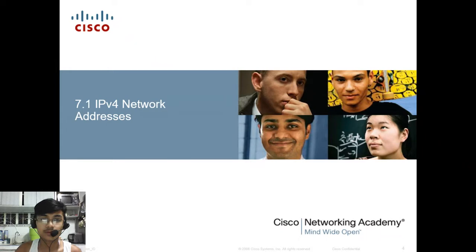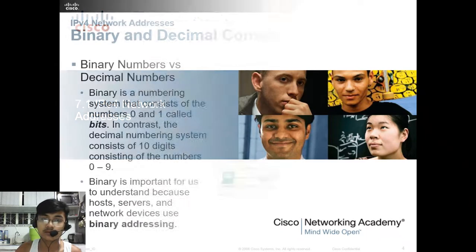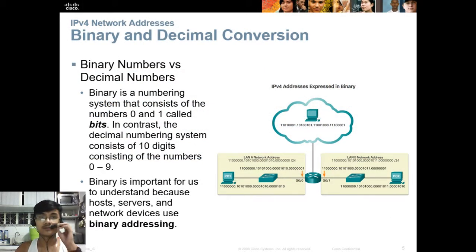So first part, we have IPv4 network addresses, binary and decimal conversion, binary numbers versus decimal numbers. Binary is a number system that consists of numbers 0 and 1 called bits. In contrast, the decimal numbering system consists of 10 digits consisting of numbers 0 to 9. Binary is important for us to understand because all networks use binary addressing.